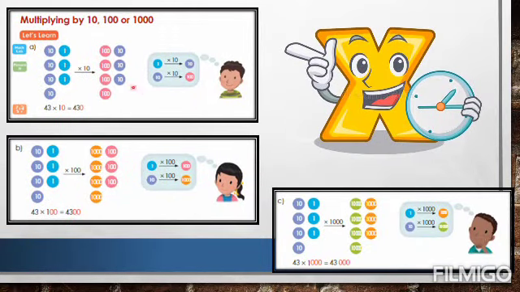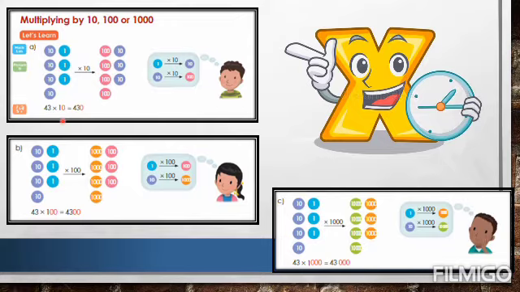Now here, class, we are on the first subtopic of our lesson, which is multiplying by tens, 100, or 1000. Meaning to say, class, we'll be learning how to multiply numbers by 10, 100, or 1000. I'll give you techniques, class, on how to do this the easy way. Okay, we have here 43 times 10. Now, class, how are we going to multiply these numbers? This is very easy, class.